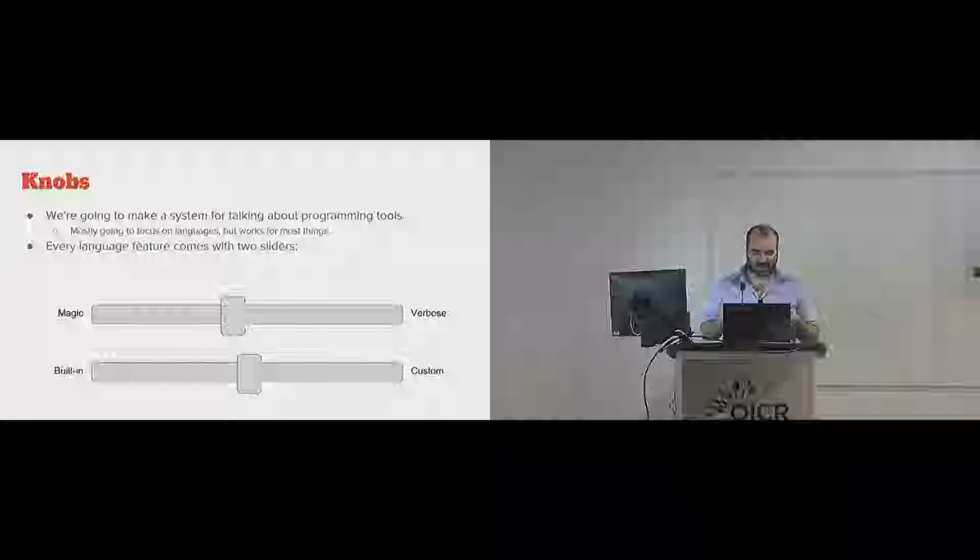One slider goes between how magical versus how explicit or verbose a feature is. Do you have to specify exactly what you mean, or does it figure out what you mean? And what are the rules for that figuring out? Are those rules baked into the language, or are those rules something that you can control either in your code or through the libraries that you're using?